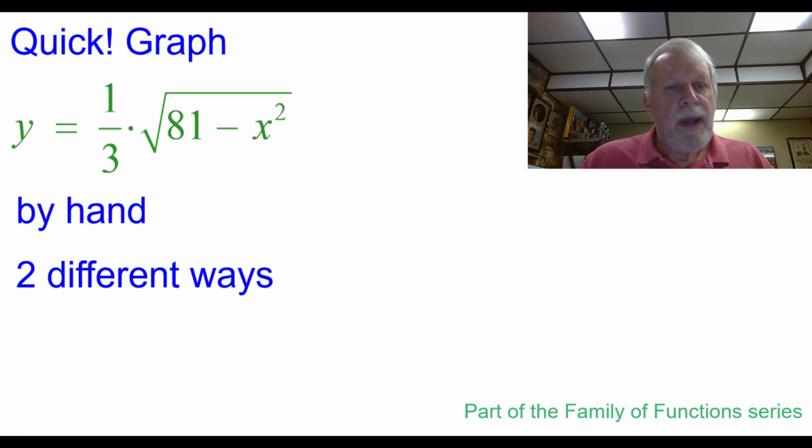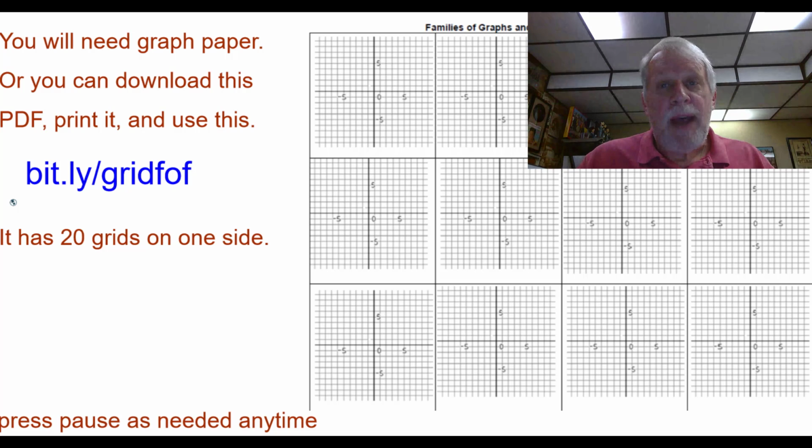Quick, graph y equals 1/3 times the square root of the quantity 81 minus x squared by hand, two different ways. You will need graph paper, or you can download this PDF and print it. Press pause as needed anytime during this video.